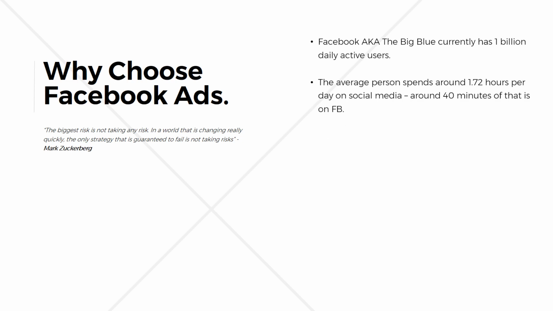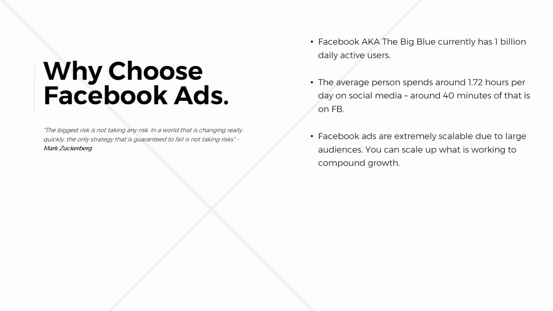Now, the average person spends around 1.72 hours per day on social media, and around 40 minutes of that is on Facebook. Now, it's all about attention, and where there is attention, that's where you can market your products. You can't sell any products without having attention, and you need to be advertising where attention is, like Gary Vee says. And the attention right about now is on social media, and most of it is either on Instagram or on Facebook. Now, Facebook owns both of those platforms, of course, so that is where you need to be, where the attention is, where your potential customers are going to be.